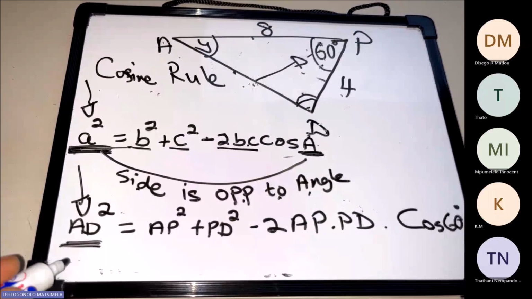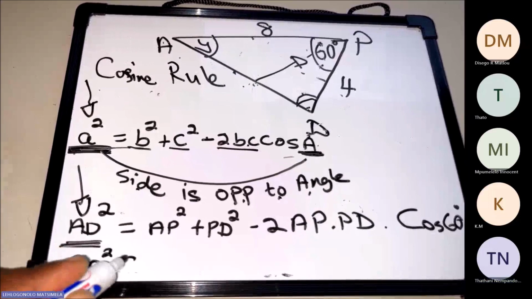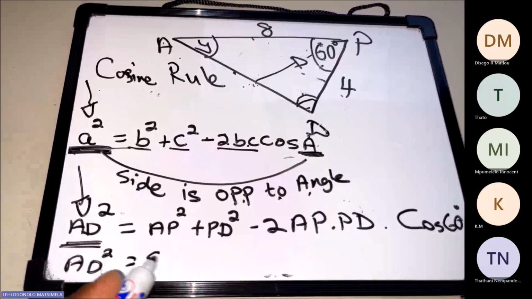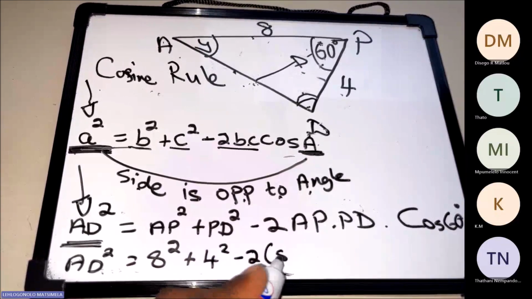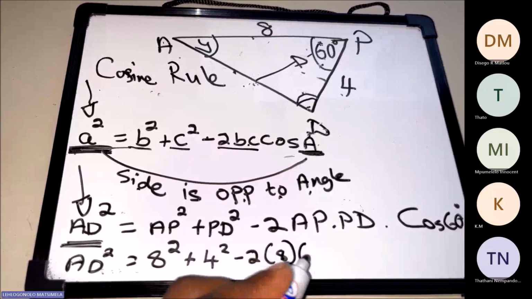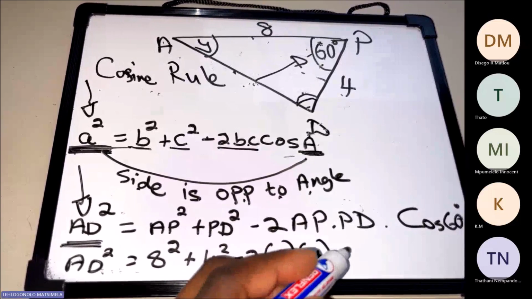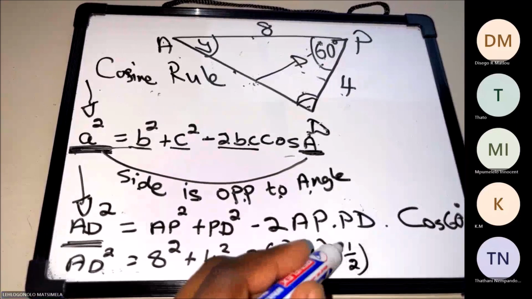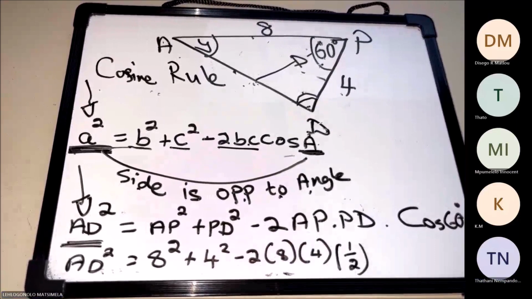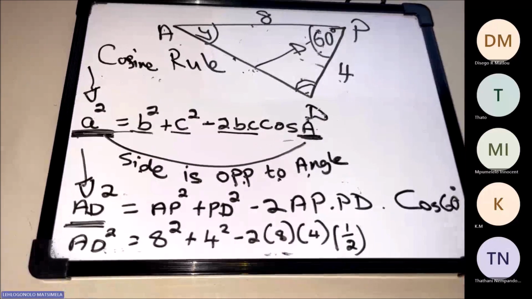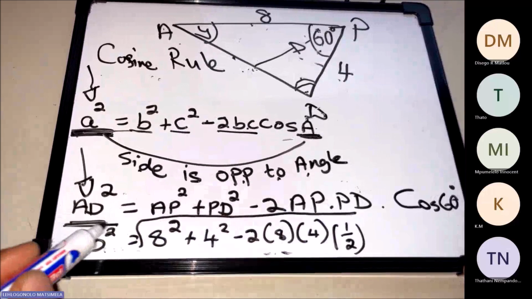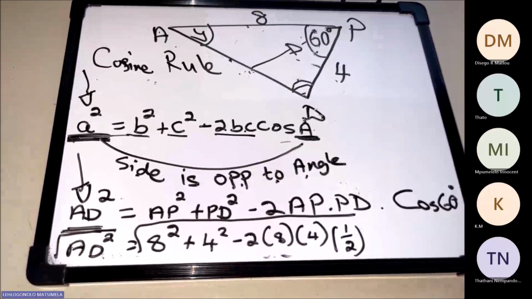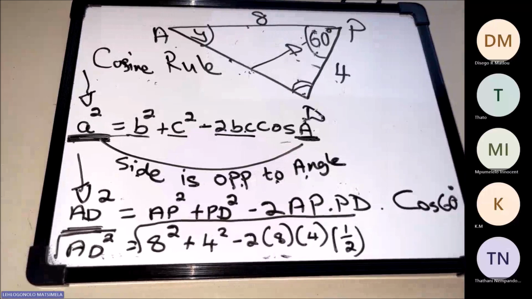When we substitute, we will have AD to the power of 2 is equal to AP is 8, so 8 squared plus PD is 4, so 4 squared, minus 2 into bracket 8 multiplied by 4 cos 60, which is 1 over 2. Then I will punch everything into the calculator and remove the square by taking the square root of both sides. And I will have AD is equal to a numerical value.